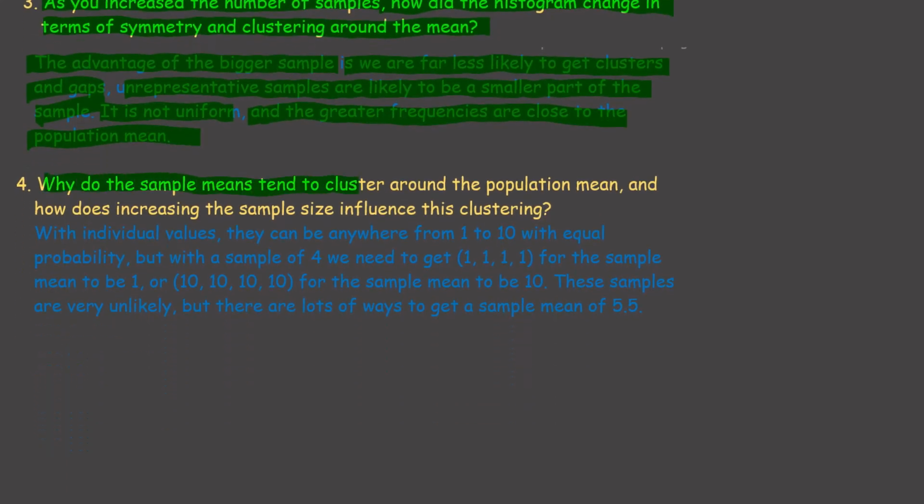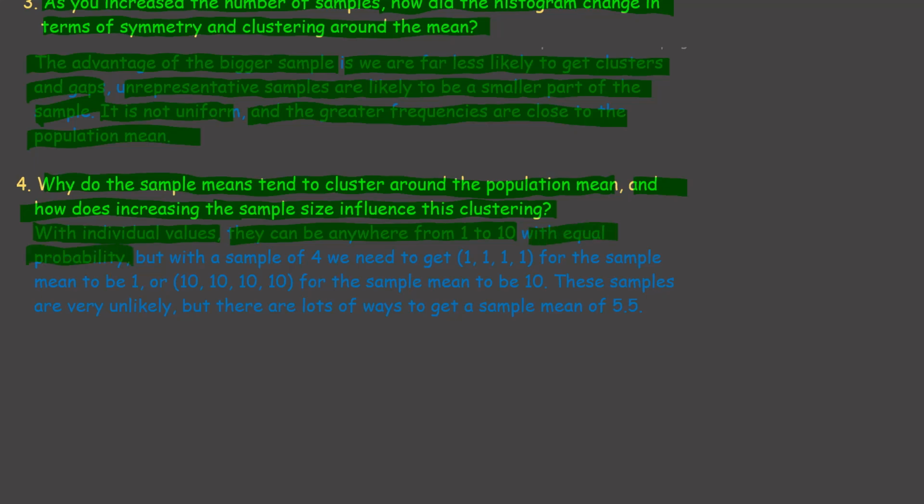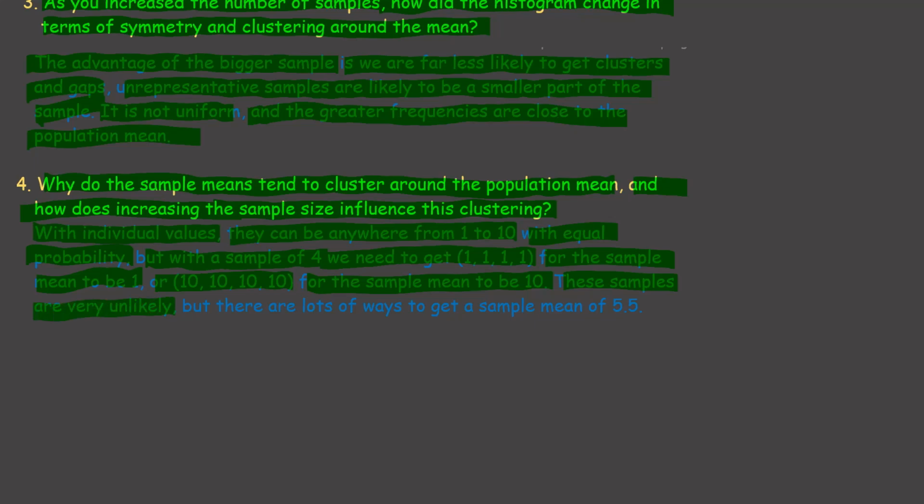Why do the sample means tend to cluster around the population mean? And how does increasing the sample size influence this clustering? With individual values, they can be anywhere from 1 to 10 with equal probability. That was the uniform distribution. But with a sample of 4, we need to get 1, 1, 1, 1 for the sample mean to be 1, or 10, 10, 10, 10 for the sample mean to be 10. These samples are very unlikely, but there are lots of ways to get a sample mean of 5.5. Many, many more ways. And therefore, it's more likely that you get a mean that's near the middle.